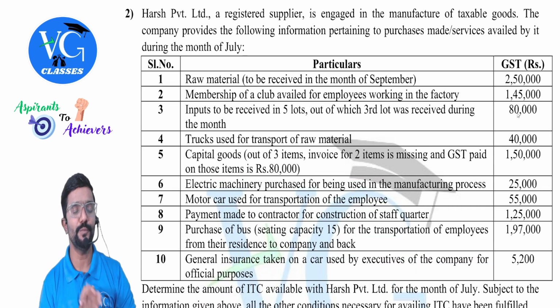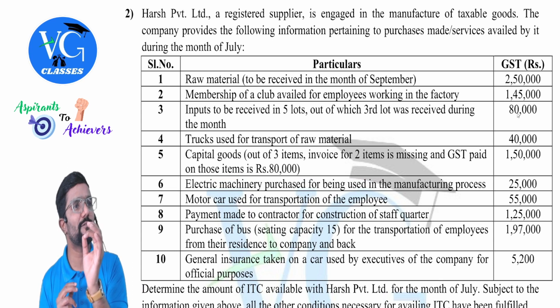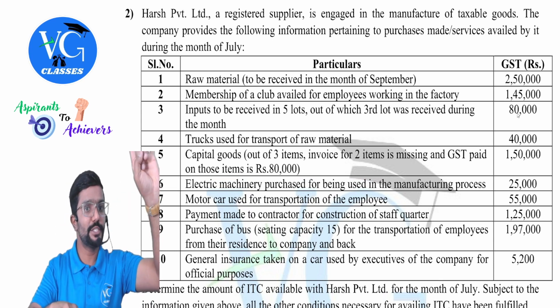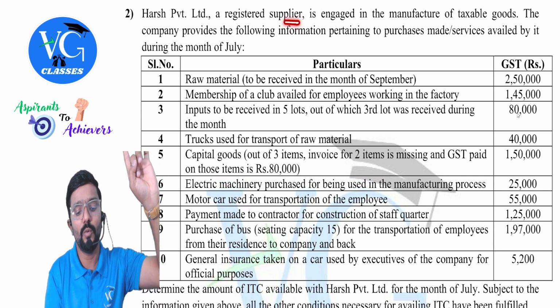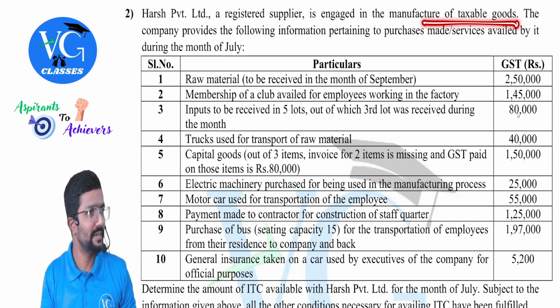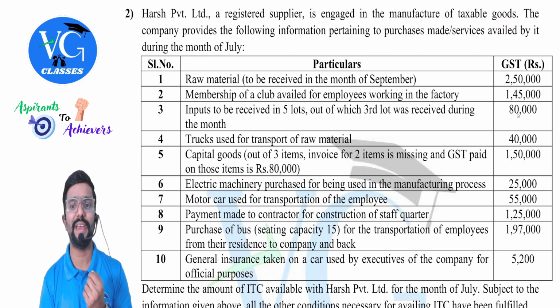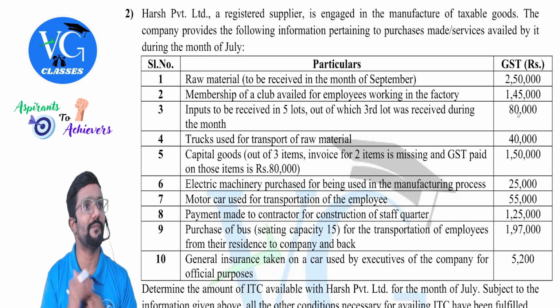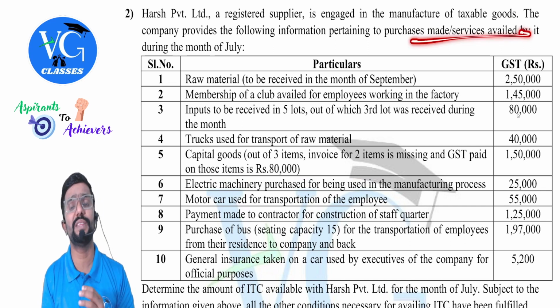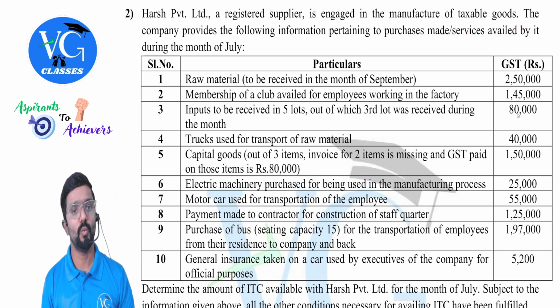Yes. Now we will see question number 2. Arch Private Limited, a registered supplier, is engaged in the manufacture of taxable goods. That means his outward supply is taxable. Guys, when you're reading lines like this, please be careful. Few hints will be dropped there only. Arch Private Limited is a registered person. Okay, one tick. Another thing is engaged in taxable outward supply. Another tick. Correct. The company provides the following information pertaining to the purchases made or services availed by it during the month of July. Means whatever they have given is with respect to outward supply or inward supply? Inward supply. Purchases. Okay. One by one we will see.